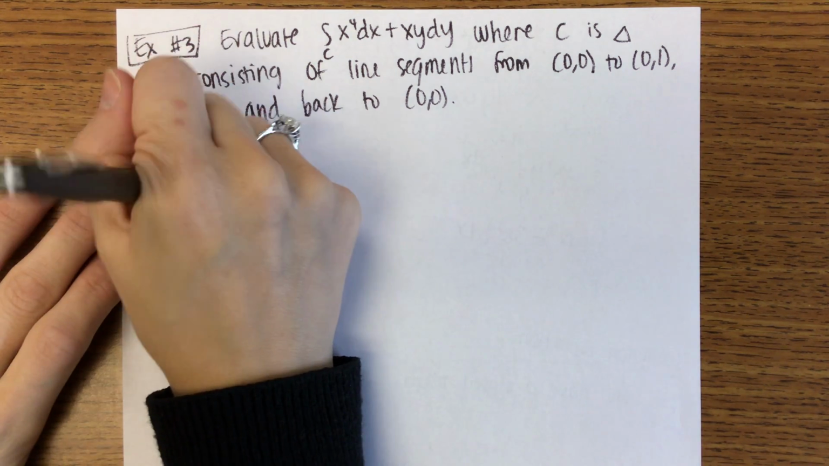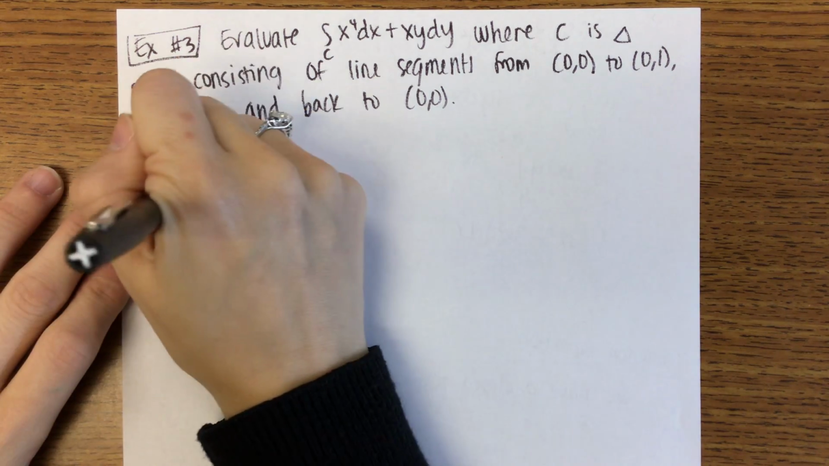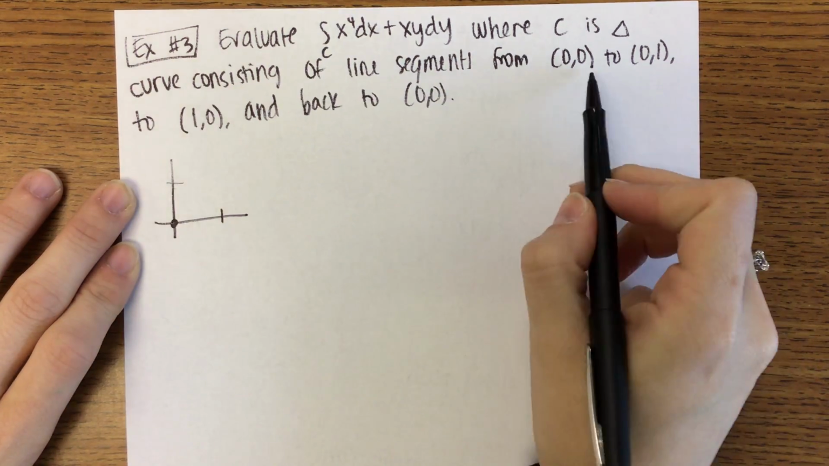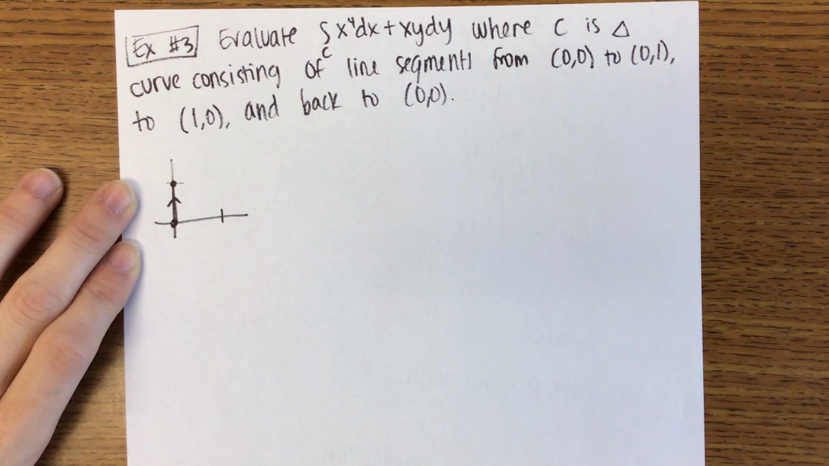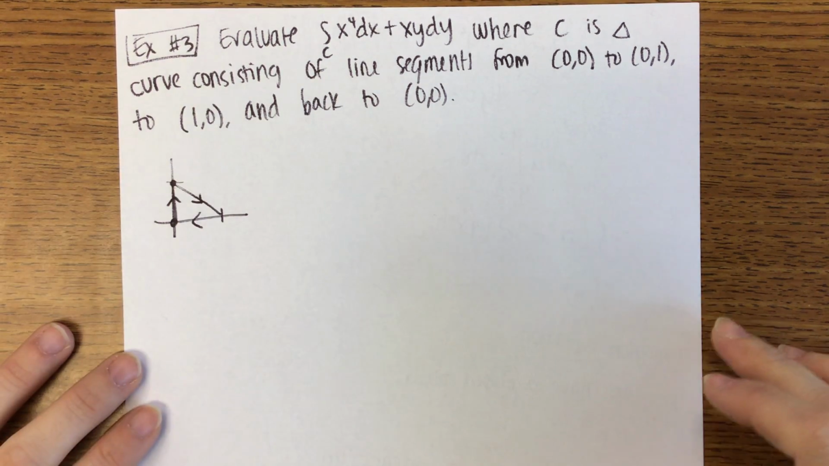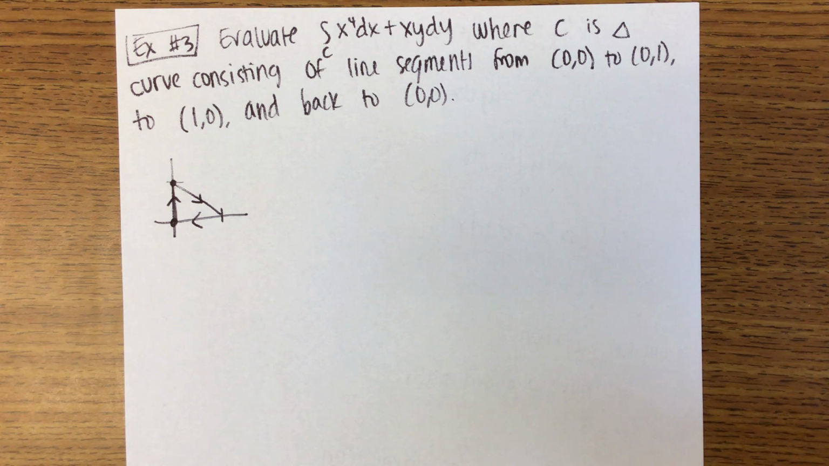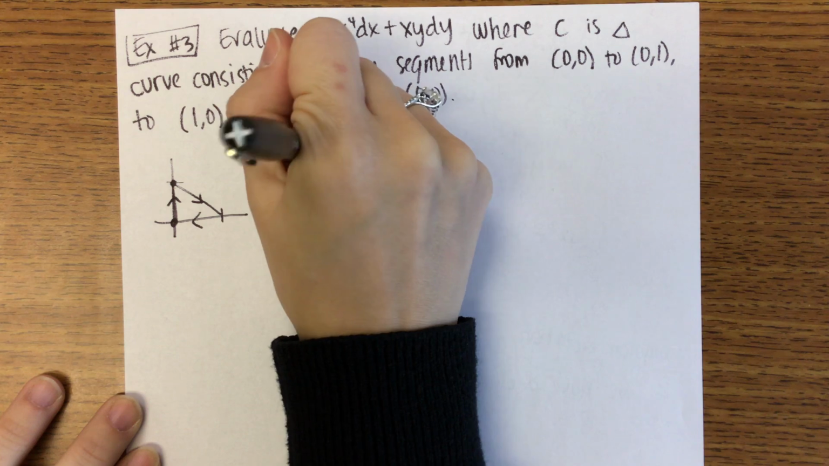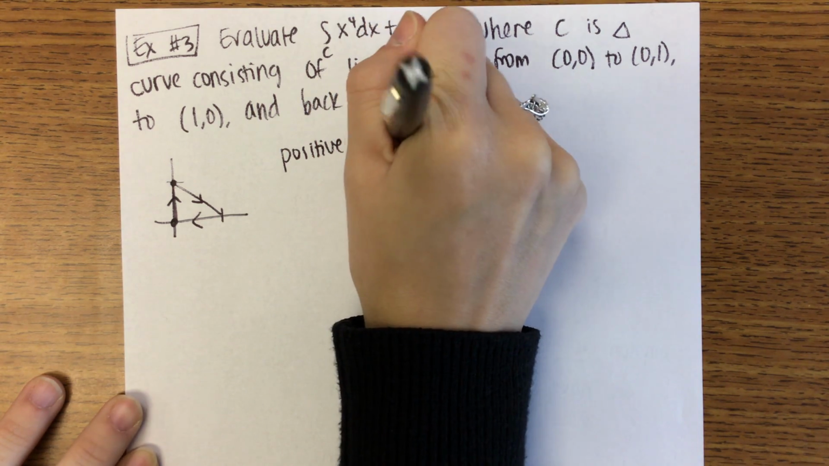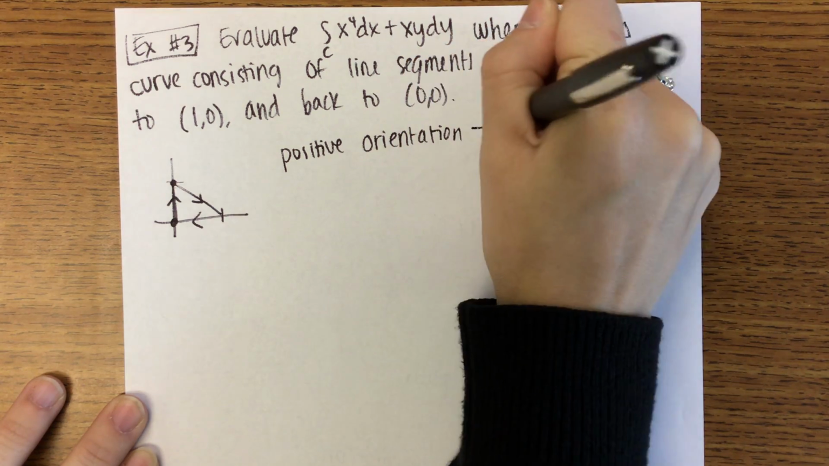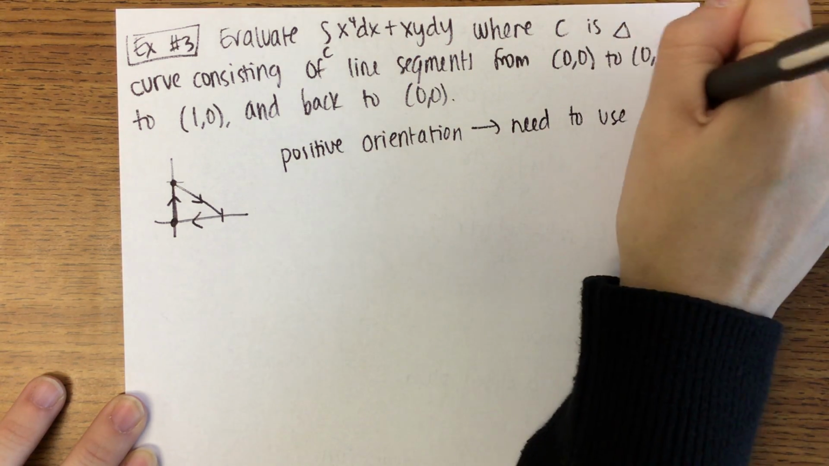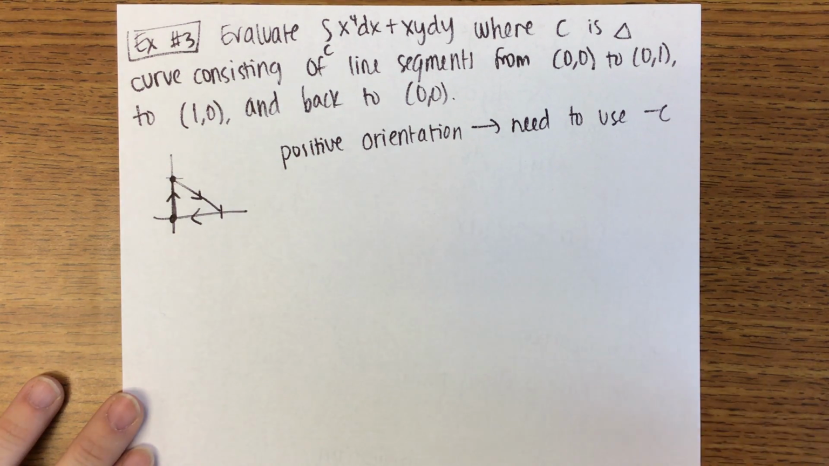Okay, so what I want us to do is draw a picture first so we know what's going on. We go from 0, 0 to 0, 1, then to 1, 0, back to 0, 0. So out of the two main requirements for Green's theorem, we have the closed region, but we do not have positive orientation. So we are oriented clockwise here rather than counterclockwise. In order to get positive orientation, or counterclockwise orientation, we need to use negative c, the opposite path. Then we can use Green's theorem.